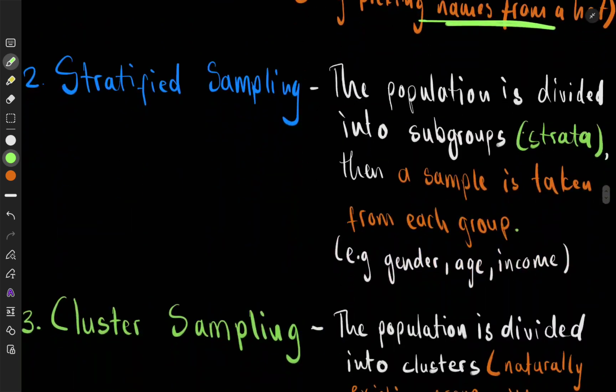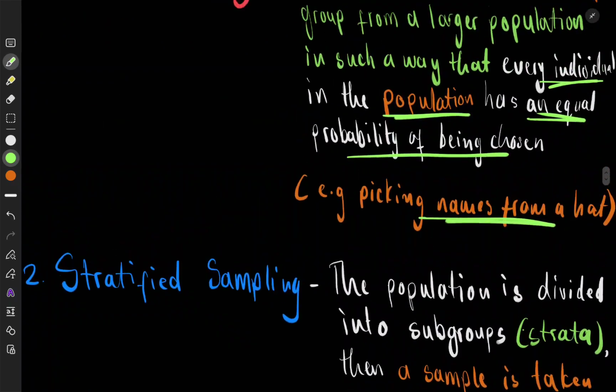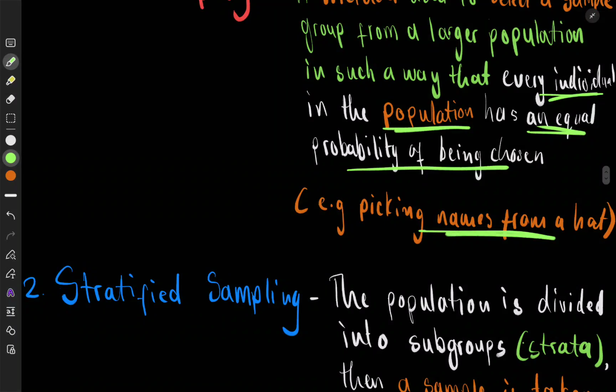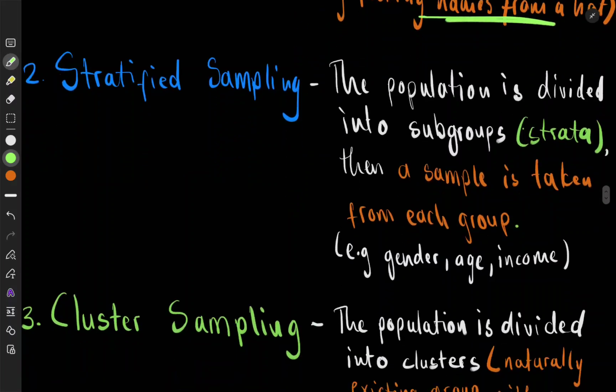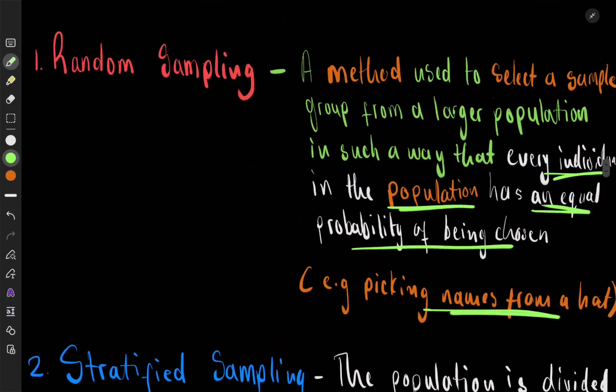Now we go to stratified. So in random, what do you say? Every individual in the population has an equal chance of being chosen or selected. It is a method of selection. That is what sampling is. So what about stratified sampling? The method of selection where no pattern is followed is random, right?